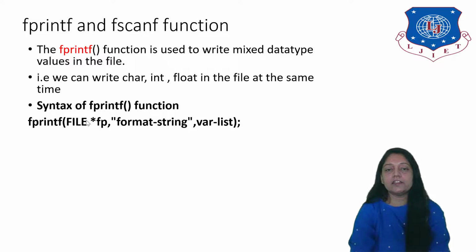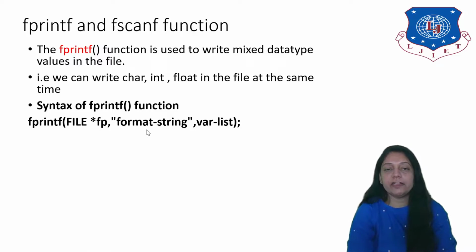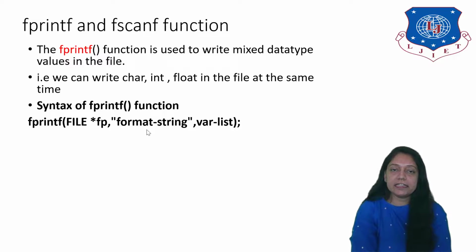So the format string has to be specified as the second argument, and the third argument is the variable list. It means the data that you are going to write should be supplied in the variable list. Unlike fgetc, fputc or getw, putw, here we have three arguments for writing inside a file: the file pointer, the format and the variable list.